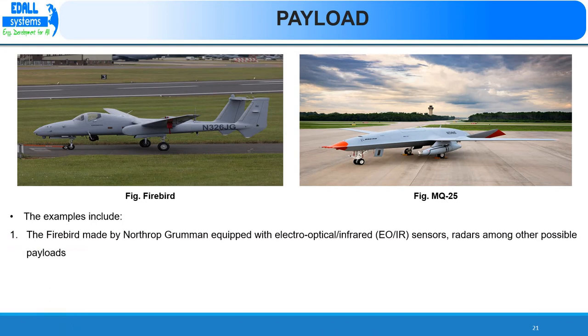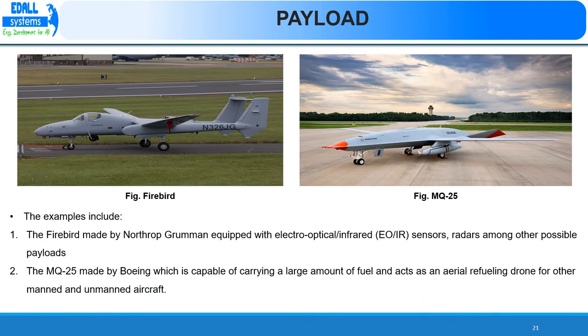Some of the examples are the Fire Bird made by Northrop Grumman, which is equipped with electro-optical or infrared sensors, radars, along with other possible payloads. MQ-25 made by Boeing, which is capable of carrying large amount of fuel and acts as aerial refueling drone for other manned and unmanned aircraft.